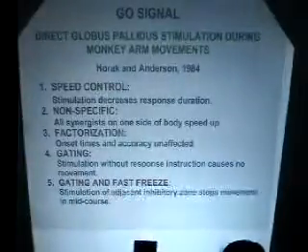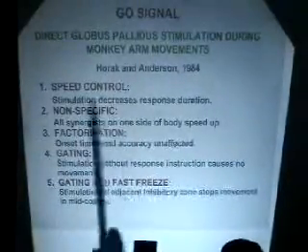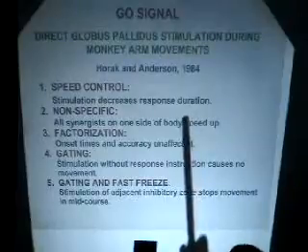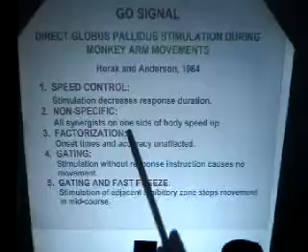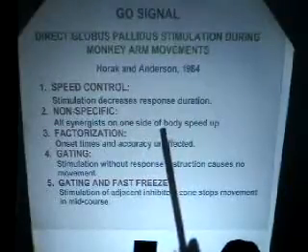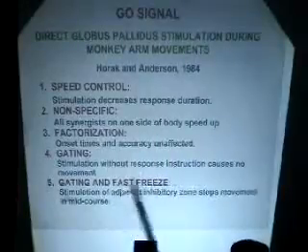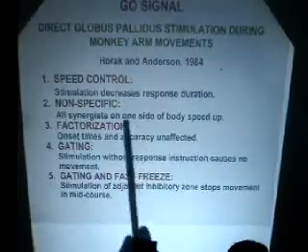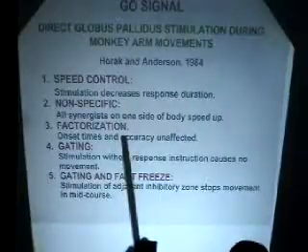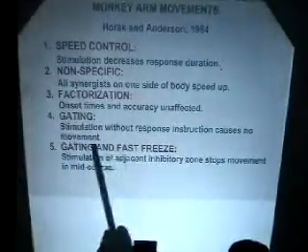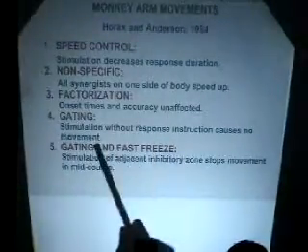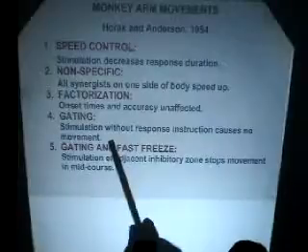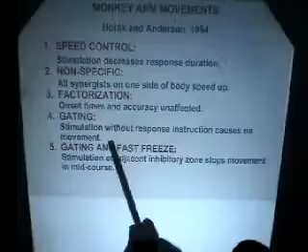One study, an early study of Horak and Anderson, had 5 consistent properties. First, speed control. If you stimulate this region, it decreases response duration, so you speed it up. Non-specific, all synergists on one side of the body speed up, so this is the kind of non-specific activation of all the synergists. This property of factorization of the DV times go. Onset times and accuracy are unaffected. So you're just speeding up, but you're not changing the computation of the DV. Gating, stimulation without a response instruction causes no movement. So it's like a go with a 0 DV. Nothing happens. The idea is it's like multiplication. You multiply a positive number times 0 and you get 0.